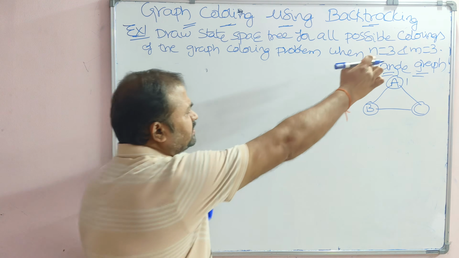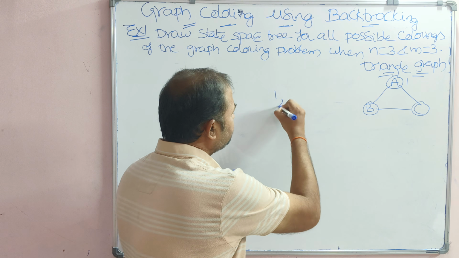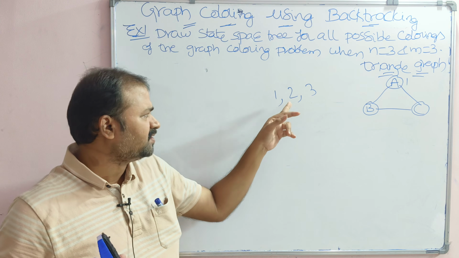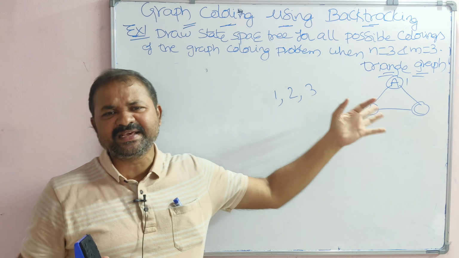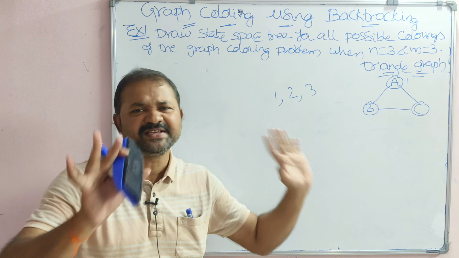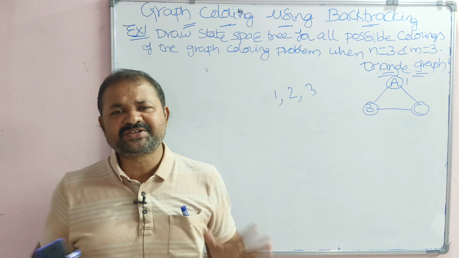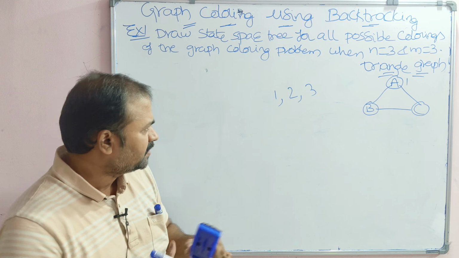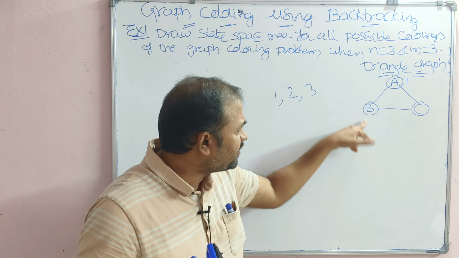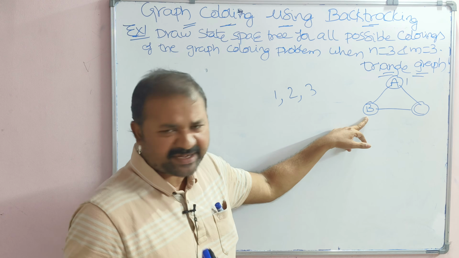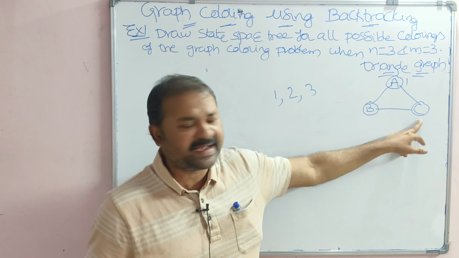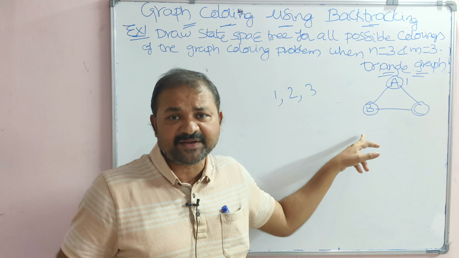Here m equals 3, so totally we can use 3 colors. 1 means red color, 2 means green color, 3 means blue color. Likewise we can use any color, so instead of color names we are using color numbers. Now we can't use color 1 for coloring vertex B as well as vertex C. Why? Because adjacent vertices can't be colored with the same color.